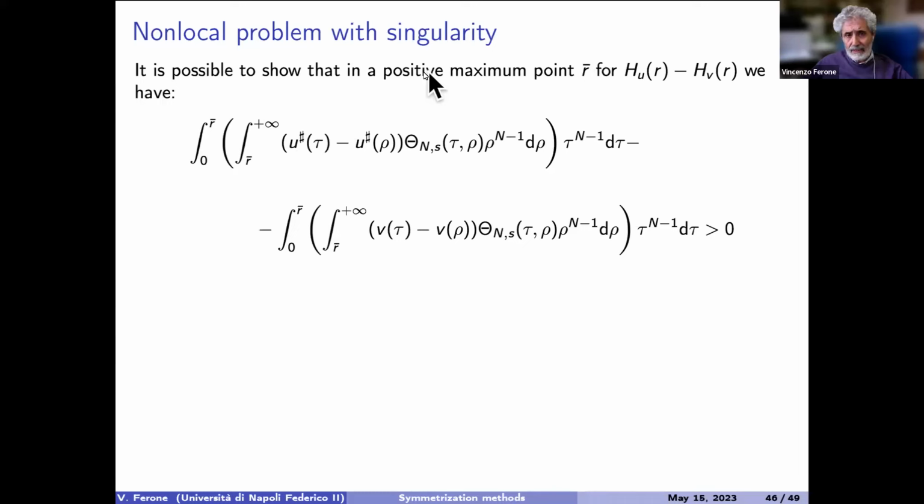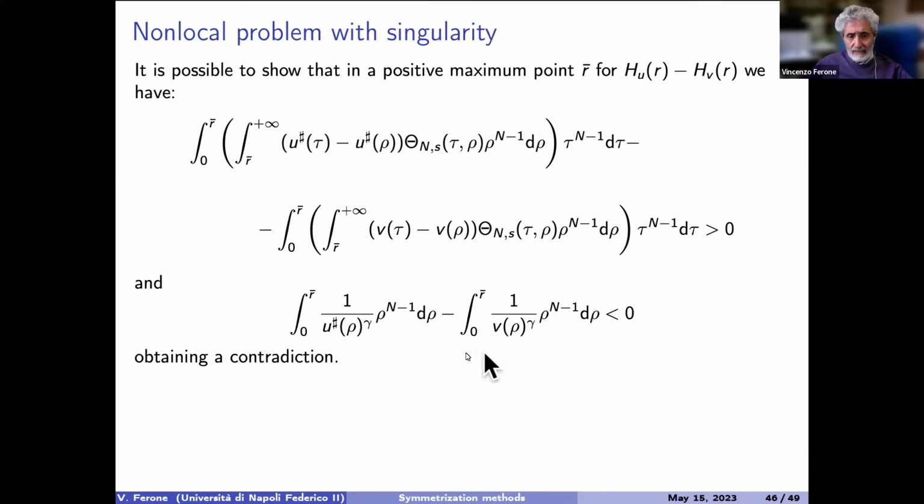if r bar is a positive maximum point for h_u minus h_v, we have that, using the fact that theta has the right monotonicity, the difference between these two integrals is greater than 0. Vice versa, from the other side, the difference between these two integrals has the opposite sign, obtaining the contradiction.